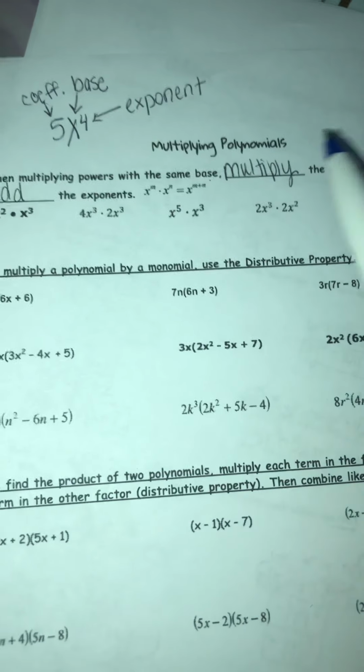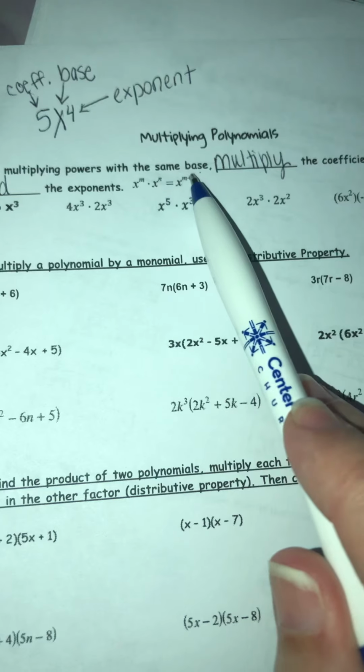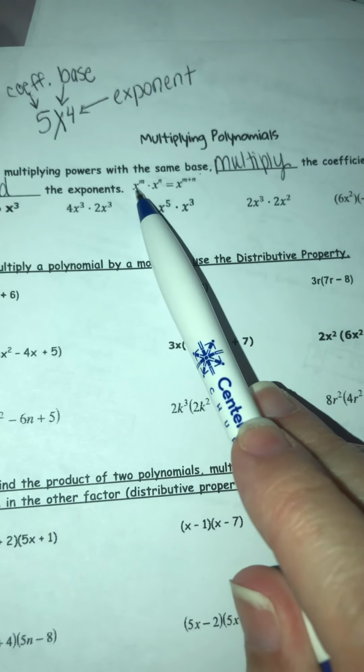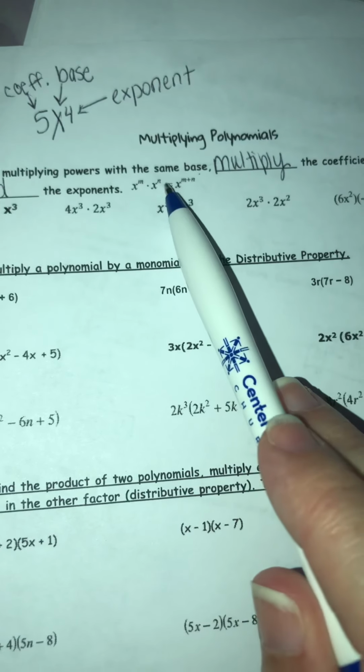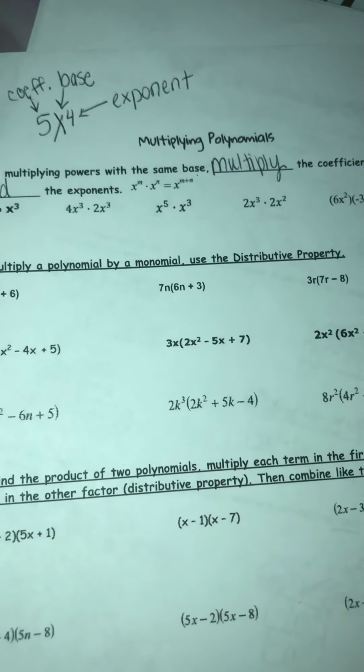All right, here's a generic example: x to the m times x to the n. I'm going to add the m and the n. They have to have the same base in order to do this. If it was an x and a y, I could not add the exponents. I could multiply, but I could not add the exponents.